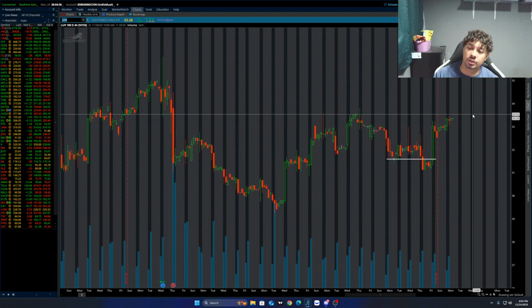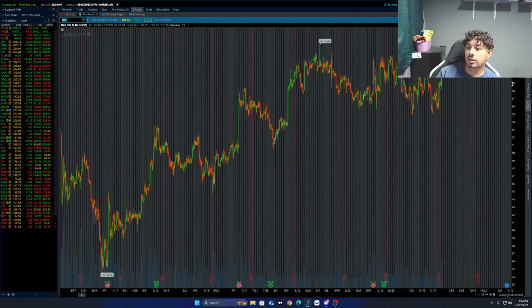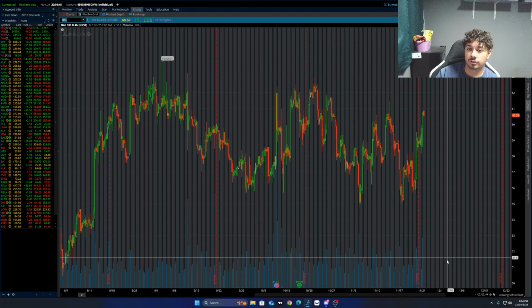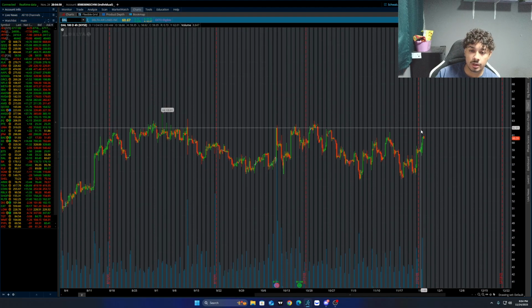It is building up pressure here though. Once again, anything above is long, anything below is a short. But nothing that good. It's not worth trading. Wouldn't touch it. DAL, same thing. And I would say it's in no man's land right now.